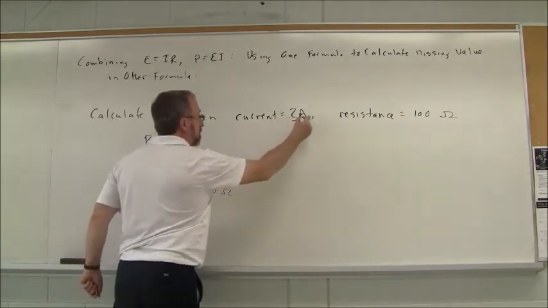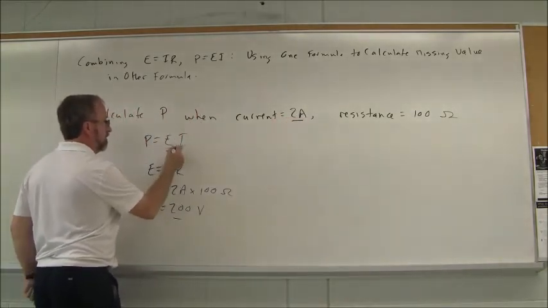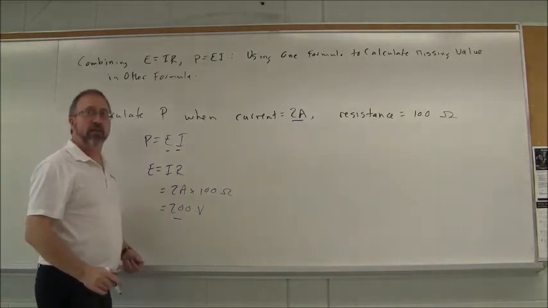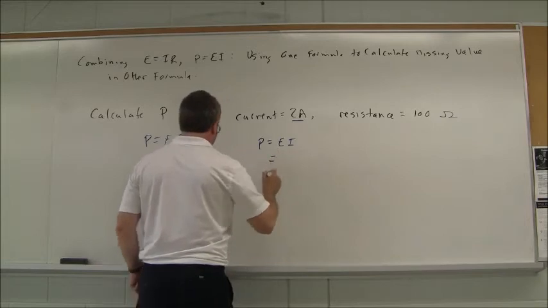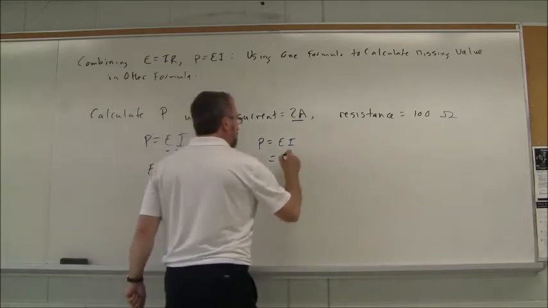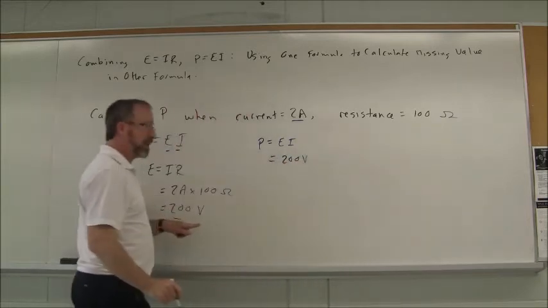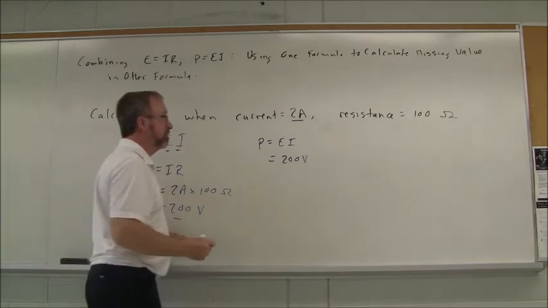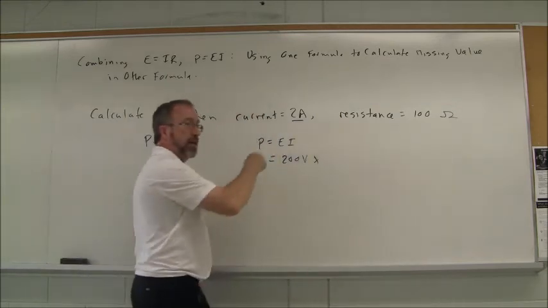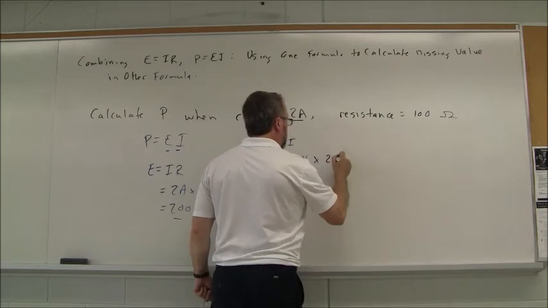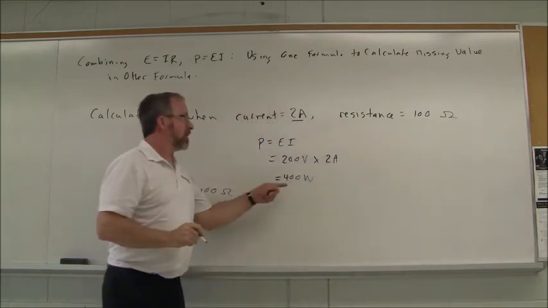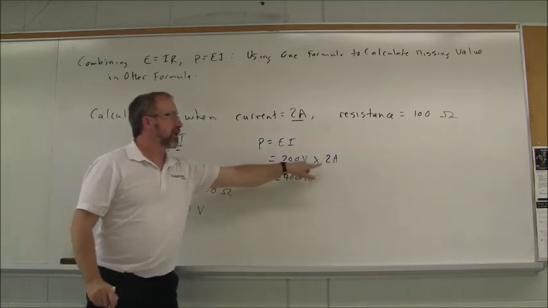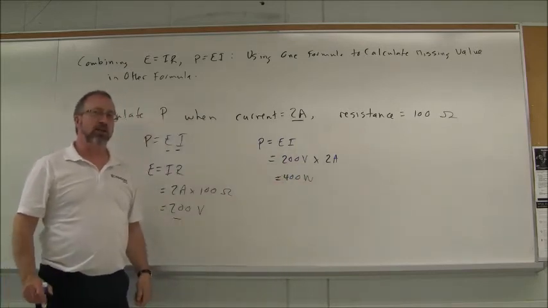Now I have a current, I have a voltage. That's what I need to calculate power. The voltage is 200 volts because I just calculated that for this circuit, multiplied by the current that I was given at the start. So the power, 200 volts times 2 amps, is 400 watts.